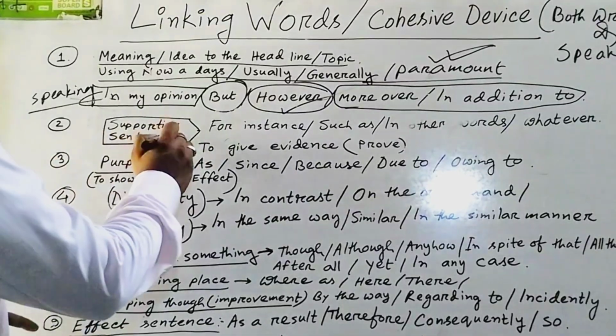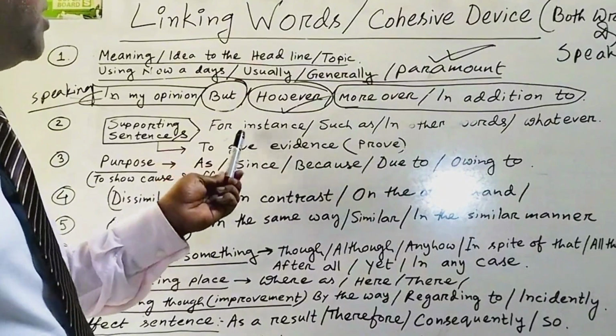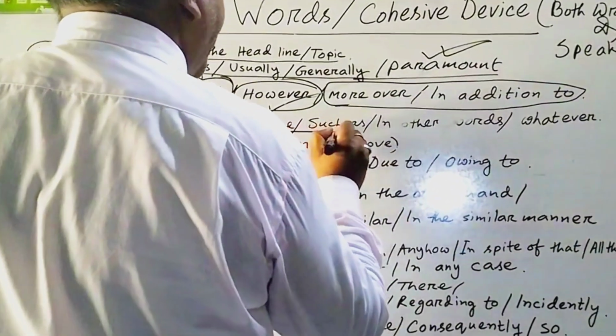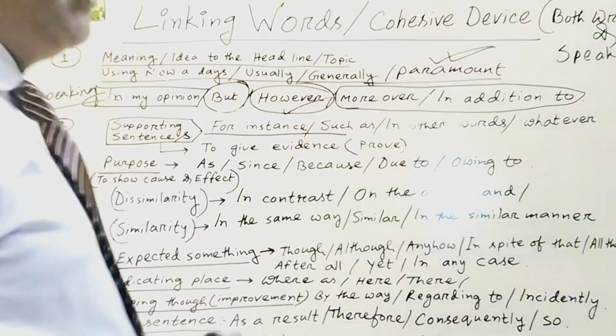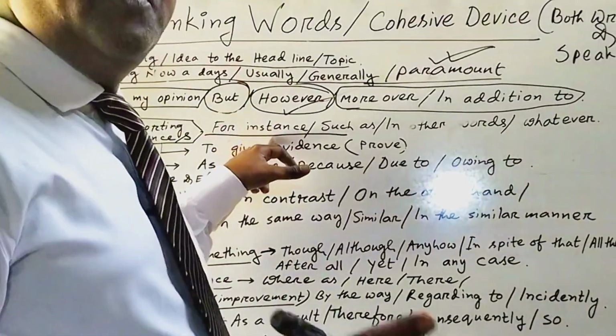Supporting sentences: how can you support a sentence? By using cohesive devices or linking words. For instance, you can say for example. Not nowadays, modern English doesn't favour for example. For instance is better than for example.